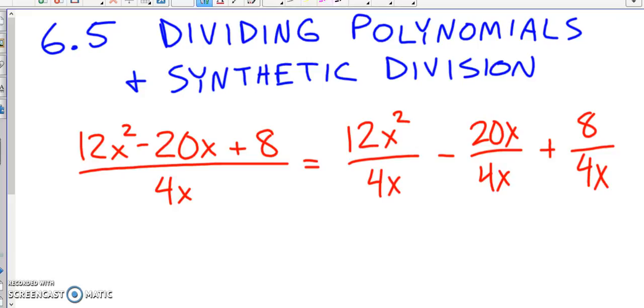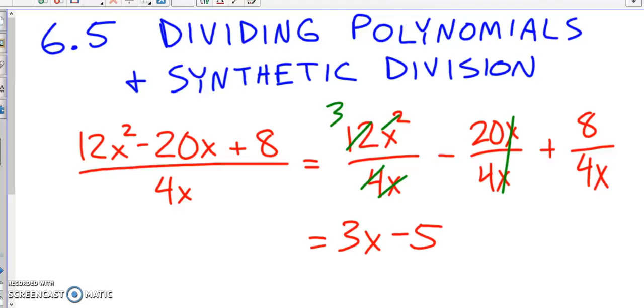So notice that 4 goes into 12 3 times, and this x kills off one of those, and so for that piece I've got 3x. Notice here the x's will cancel, and 20 divided by 4 is 5, so this would be minus 5. And then notice here that 4 goes into 8 twice, that would become a 1. And so I would have plus 2 over x.